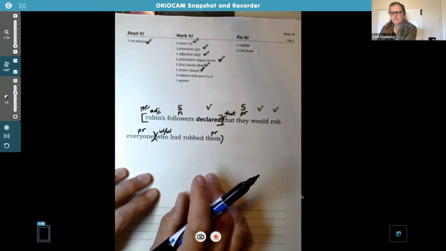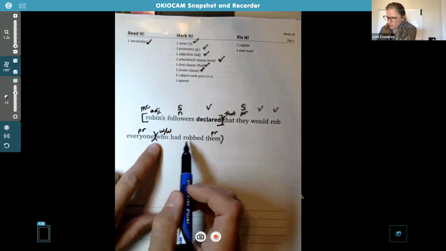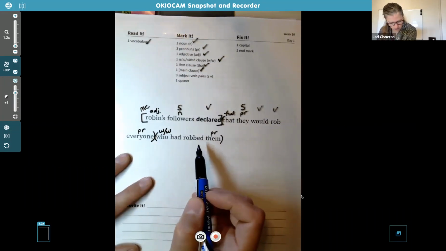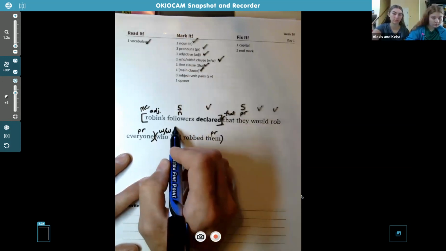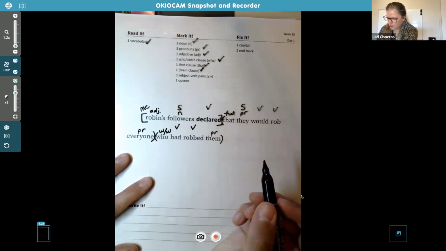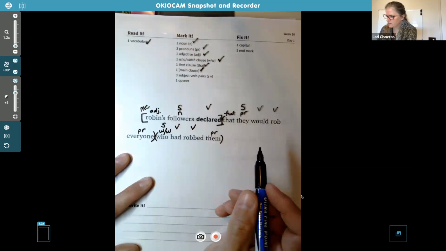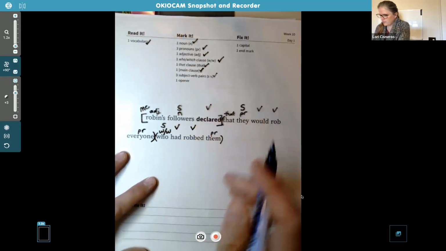And now, Alexis, this last part, the who which phrase, who had robbed them. So what are the verbs in that phrase or clause? Had robbed. Good. Had is the helping verb, robbed is the action verb. And then the subject? Who. Correct. Good, you guys. So each clause has its own subject-verb pairs, and that's it. That's the 3.